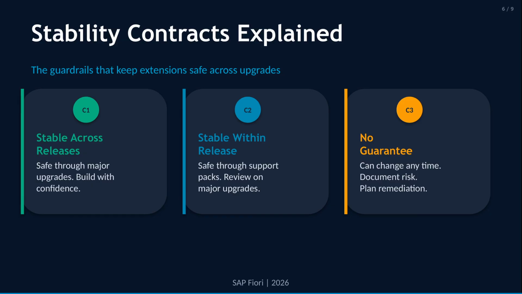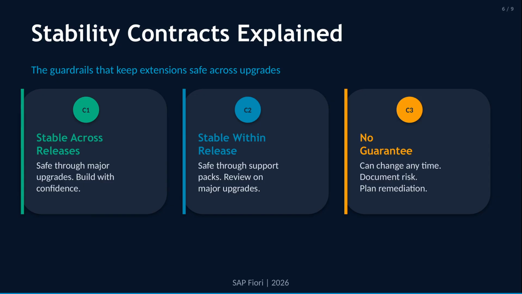Let me drill into stability contracts because they are the guardrails that keep extensions safe. Every extension point in a Fiori app has a contract level. Contract Level 1, labeled C1, means SAP guarantees backward compatibility. Your extension will survive an upgrade from S/4HANA 2023 to S/4HANA 2025.